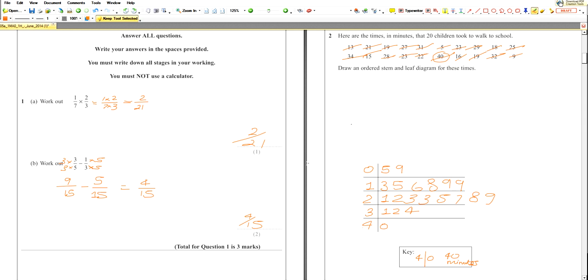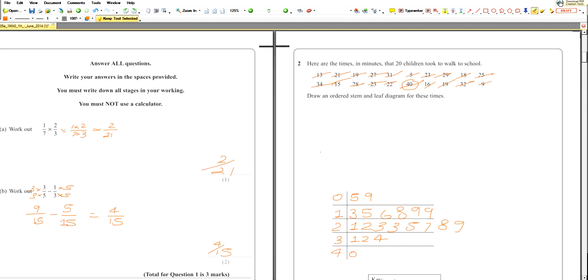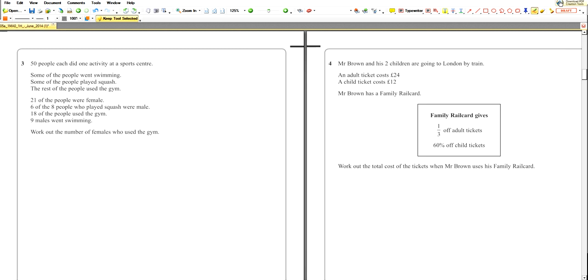And that's all covered. Are we happy with that stem and leaf diagram? Nice and straightforward? Yes. Good? Okay, lovely. So let's move on to the next question. Okay, Harun, you happy there? Yeah? Okay.